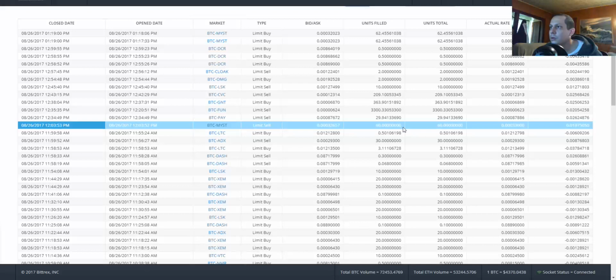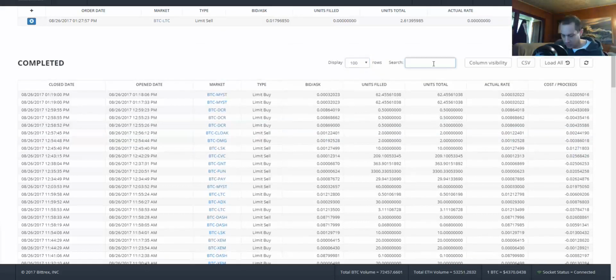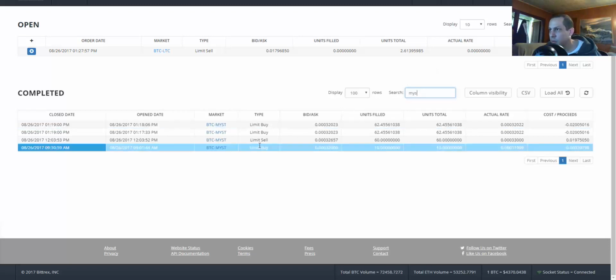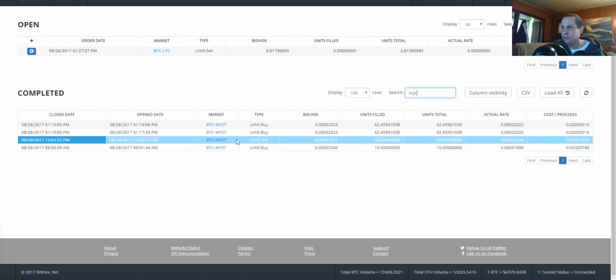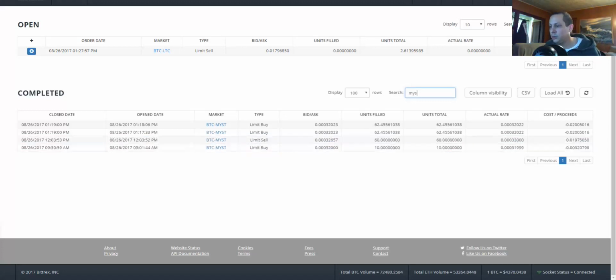The bot bought it at 32,000 Satoshi, and then the bot sold it at 32,657 Satoshi. So you would have to multiply that by the units, and that would be your profit. But luckily the bot keeps track of all that. So now it's repurchased some more.